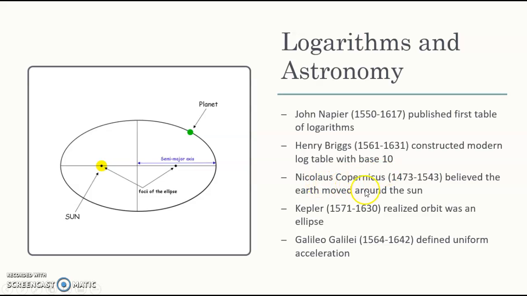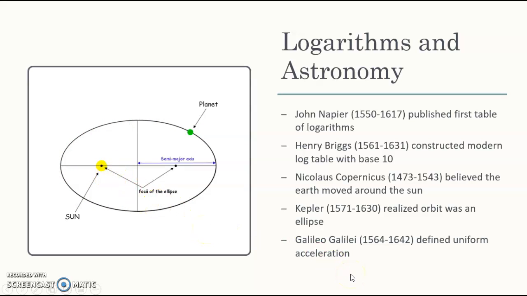Okay, moving on to the astronomy side of things. During this time, there was a realization that Ptolemy's predictions about astronomy were not completely accurate. We have some new findings right here. We have Nicholas Copernicus, who believed that the Earth moved around the sun. We also have Kepler, who realized that the orbit was an ellipse. And we see right here a picture of it, and we see the planet is moving around the sun in an elliptical pattern, and that the sun is at one of the foci of the ellipse.